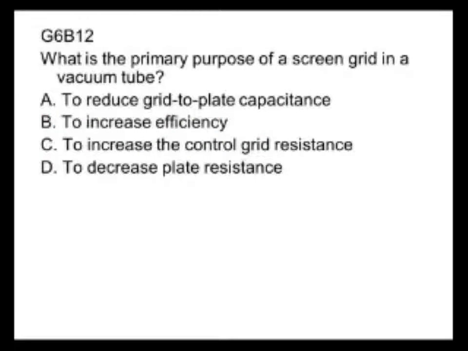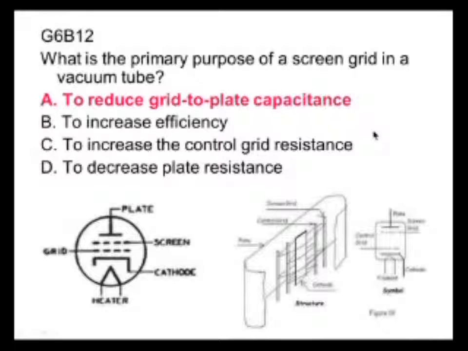What's the primary purpose of a screen grid in a vacuum tube? The triode that we just looked at did not have a screen grid. And it has a problem because if you look at this, you have a plate, you have a grid, and if you think about what the diagram for a capacitor looks like, that's kind of similar, isn't it? You have an electrode here, you have an electrode here, you have space in between, which is insulated, so there is capacitance between the two.